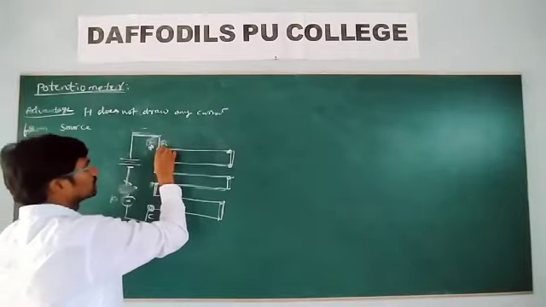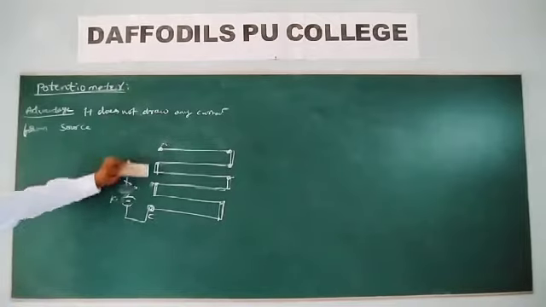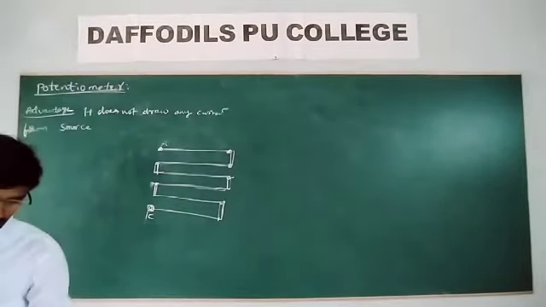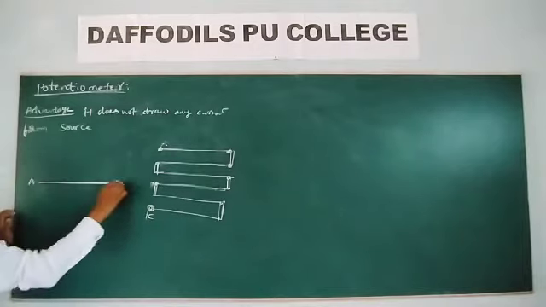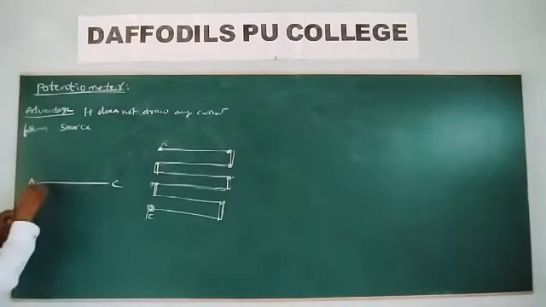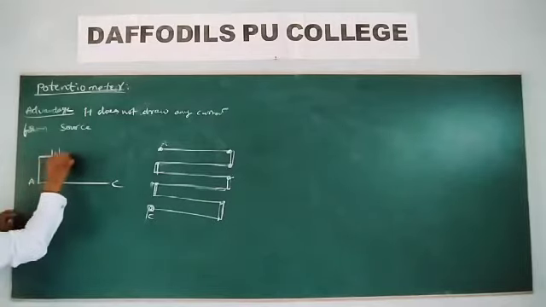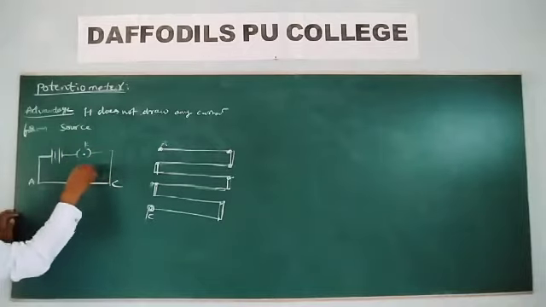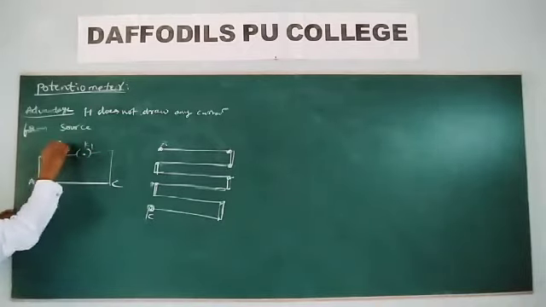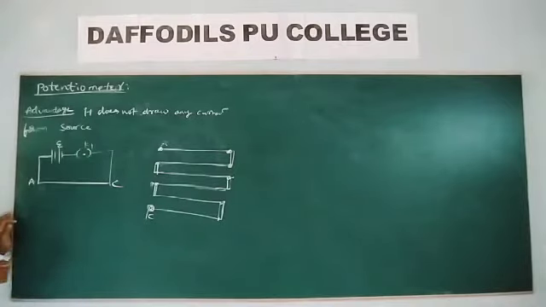Let me draw the equivalent separately so that you can understand easily. I take AC as a single potentiometer wire. For this we will connect a cell through the tap key K1. The EMF of the cell is E. This is called the primary circuit.